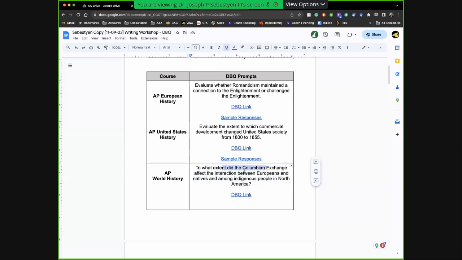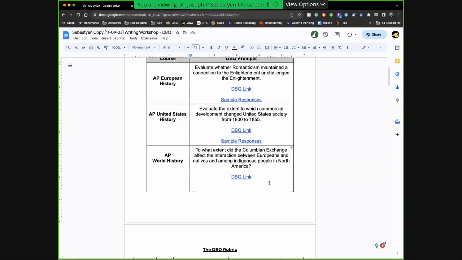To what extent did the Columbian Exchange affect the interaction between Europeans and natives and among indigenous people in North America? Again, not a College Board question, but College Board light. You're still evaluating to what extent the Columbian Exchange. So whenever you get a to what extent question, it is like how much did it affect, right? Or how much did the interaction affect?